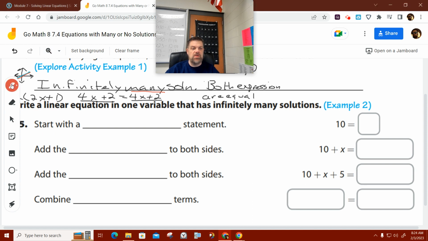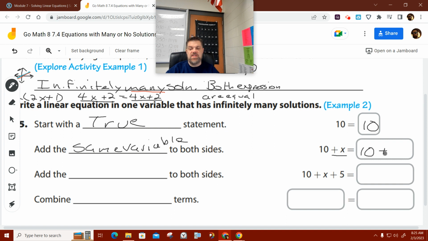So we're going to solve, and then we're going to write down what we did to solve, okay? So they want us to write a linear equation with one variable that has infinitely many solutions. So that means you start off with 10 equals 10, right? So you start off with a true statement, right? Then you add the same variable to both sides. Remember, we did this already once. The same variable to both sides. I know that because they added the x to 10 here.